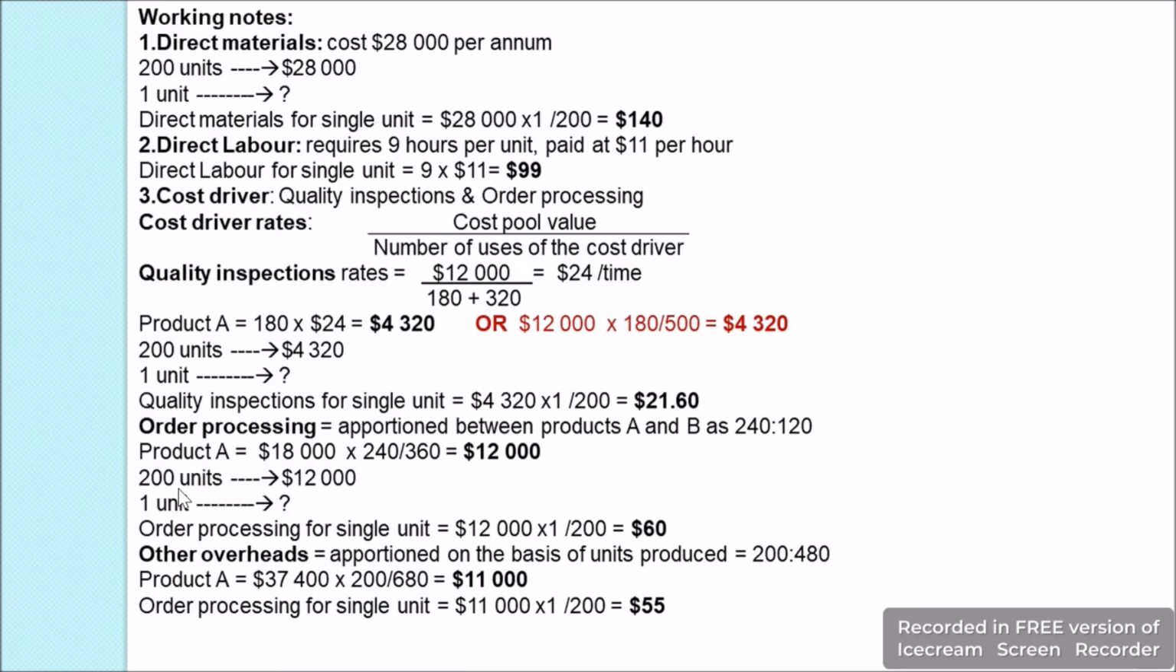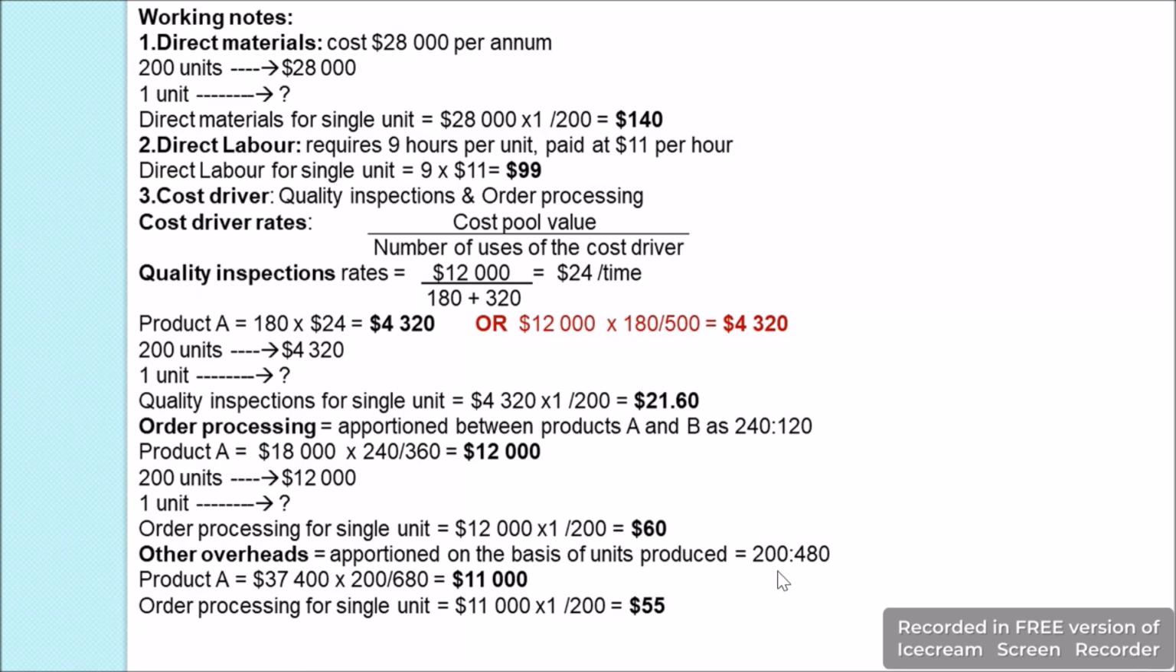This is for 200 units. For 200 units, the value is 12,000. For 1 unit, how much? Again, we cross multiply this. That is, the order processing cost for a single unit will be 12,000 times 1 divided by 200, which will be $60.